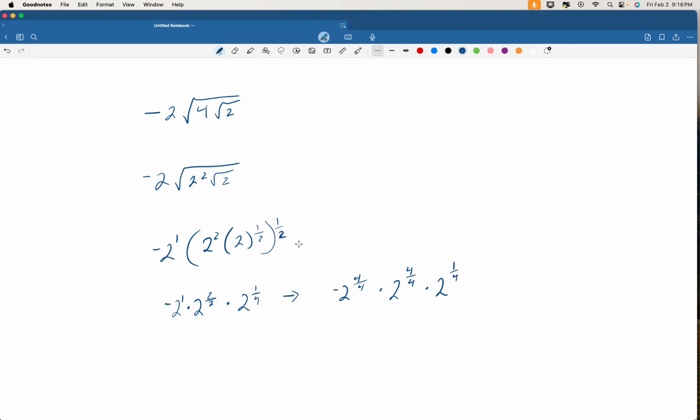I'm going to separate this negative out. It's actually -1 times all of that. So 2 times 2 times 2, and 4 plus 4 plus 1. So that's going to be -1, the opposite of 2 to the 9 over 4. So that still remains a negative, so that equals -2, 9 over 4. Okay? Does that make sense? Because that negative is separate from the exponent.